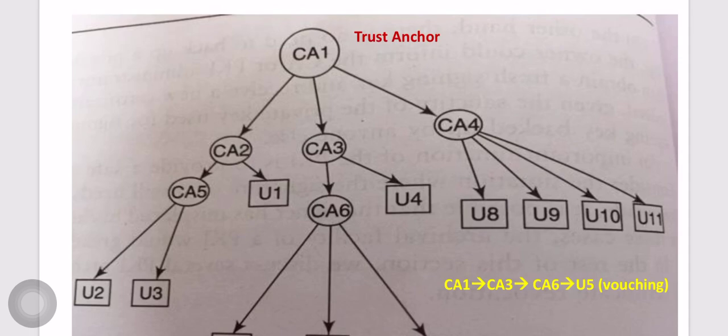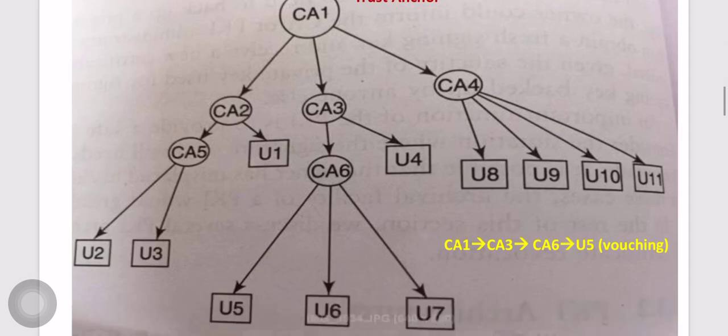If I take an example of user 5: if user 5 wants to authenticate, he has to contact CA6. In the diagram we can see that, correct? CA6 will again be authorized by CA3, and that CA3 will again be authorized by CA1, correct? This process is called the oaching process. Okay. And what is the major drawback of this? If something fails to work, for example if CA3 fails to work, we cannot oach back to CA1. That is a drawback.